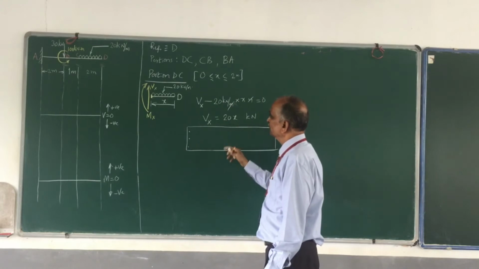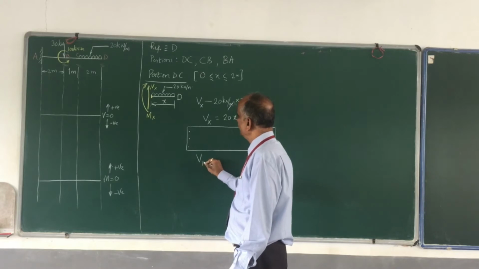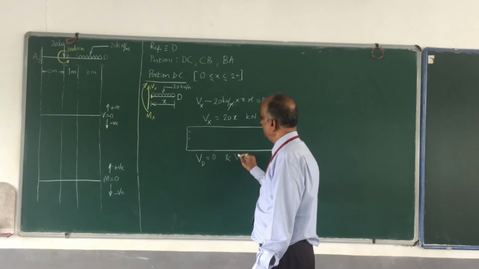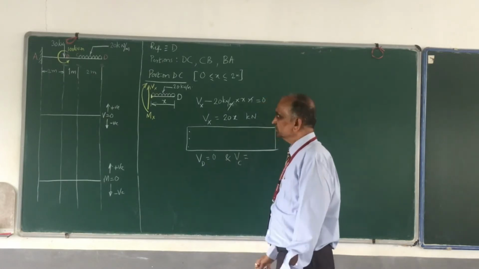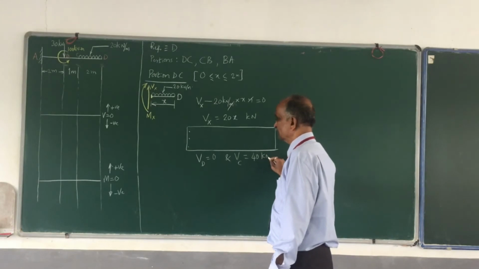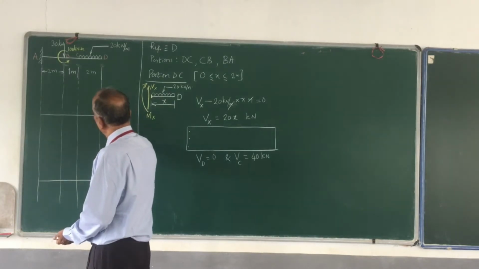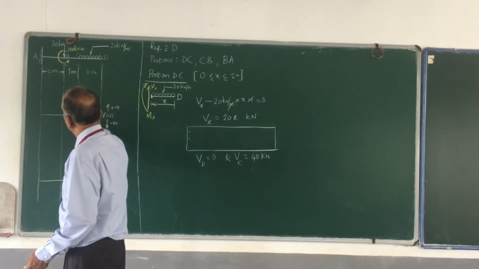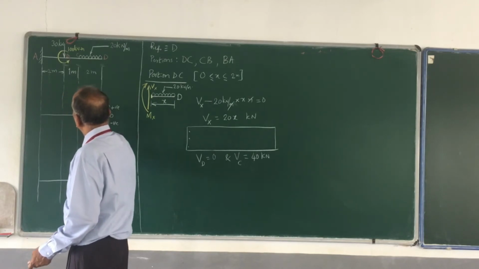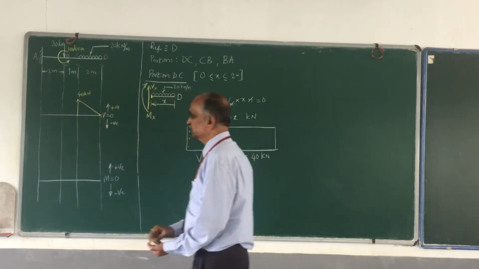It is 20 into x, therefore it is a straight line. At D, x is 0, therefore it is 0. And at C, x is 2 meters, 20 into 2, that is 40 kilonewton plus. Okay, completed. So the shear force here is 0. The shear force here is 40 kilonewton. And how is it varying? It is varying in a straight line. So this is the shear force diagram.